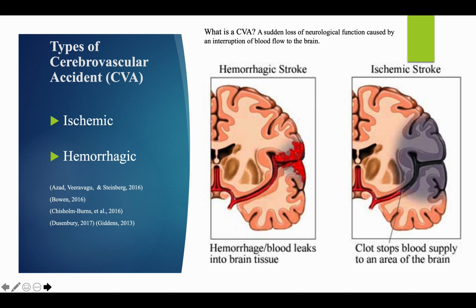What is a CVA? It's a sudden loss of neurological function caused by an interruption of blood flow to the brain. The types of cerebral vascular accidents, or CVA, are ischemic and hemorrhagic. Hemorrhagic is a stroke in which blood leaks into the brain tissue, and an ischemic stroke is caused by a clot or thrombus that stops the blood flow to an area of the brain. I'm going to get into much more detail about both of those.